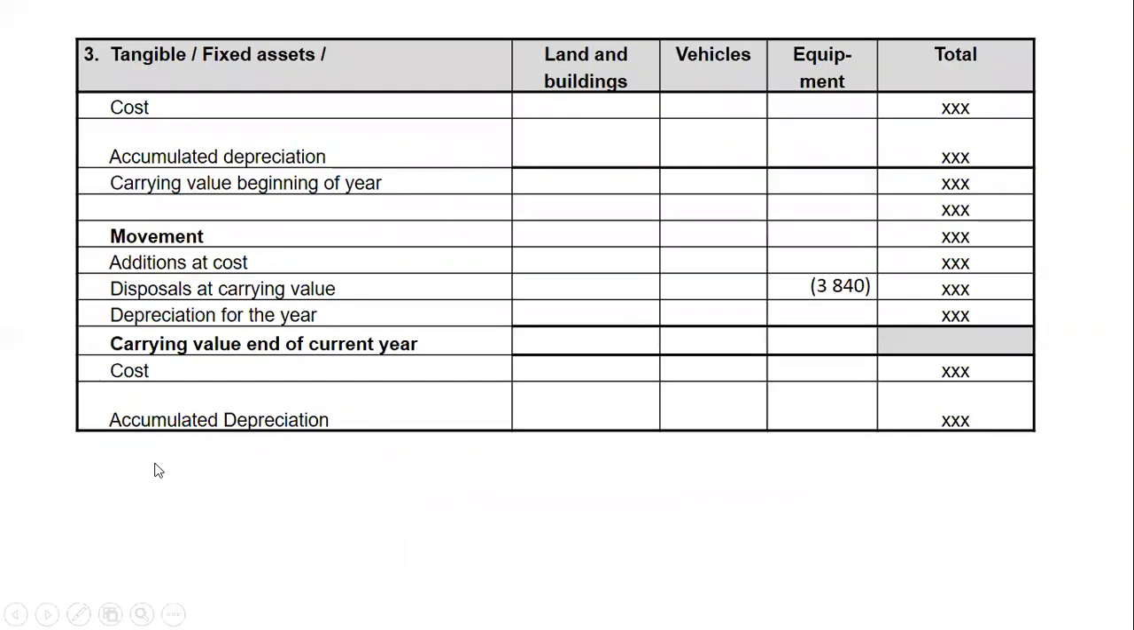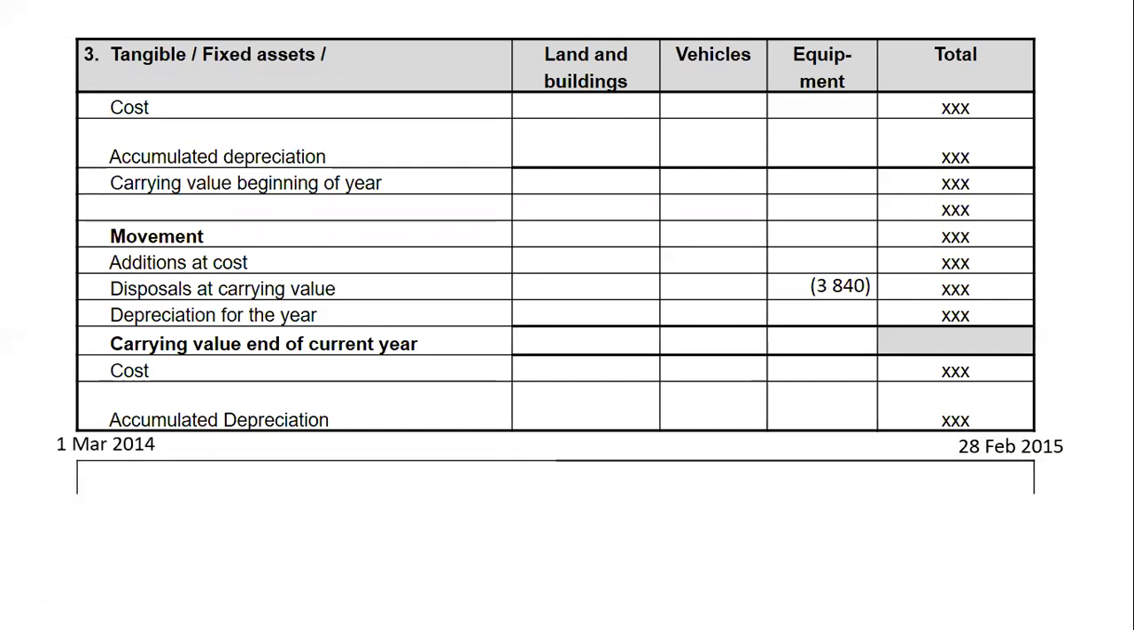Now let's check what's happening here. We know that we've got our equipment and we also have our vehicles. The beginning of the financial year is the 1st of March 2014. The end of the financial year will be the 28th of February 2015. At the beginning of the year, we have 114,000. That 114,000, let me just show you quickly where I got it.